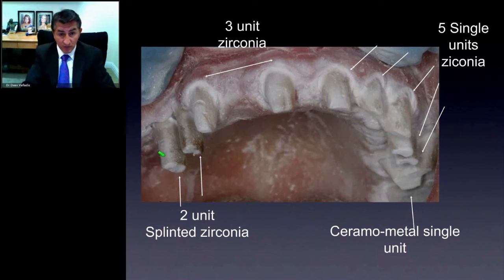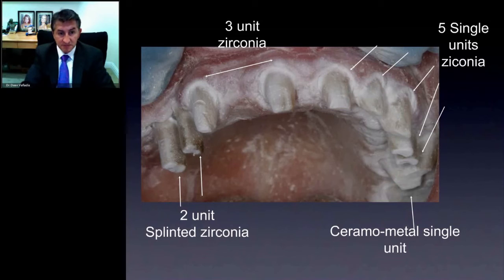But right now, we have to make a final impression. So you see here 2-unit splinted zirconia bridge, 3-unit zirconia bridge, individual units, and then again another 2 units splinted, and then a PFM ceramic metal crown because this was a root amp and we couldn't get a shoulder on it. We only had a long bevel. So that was our proposal.